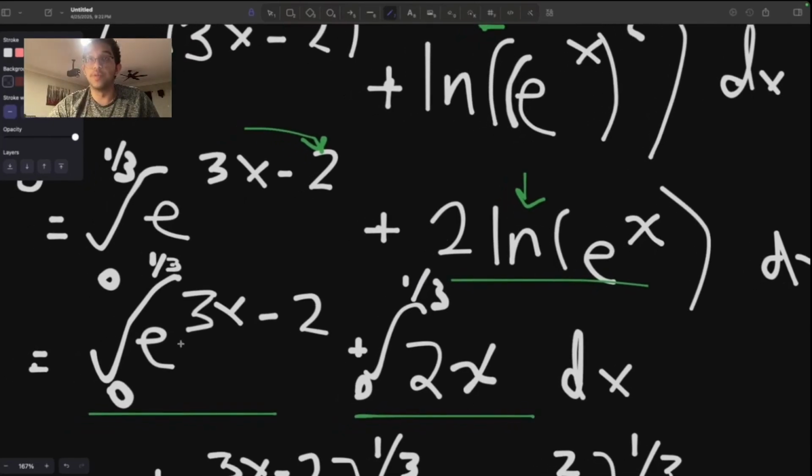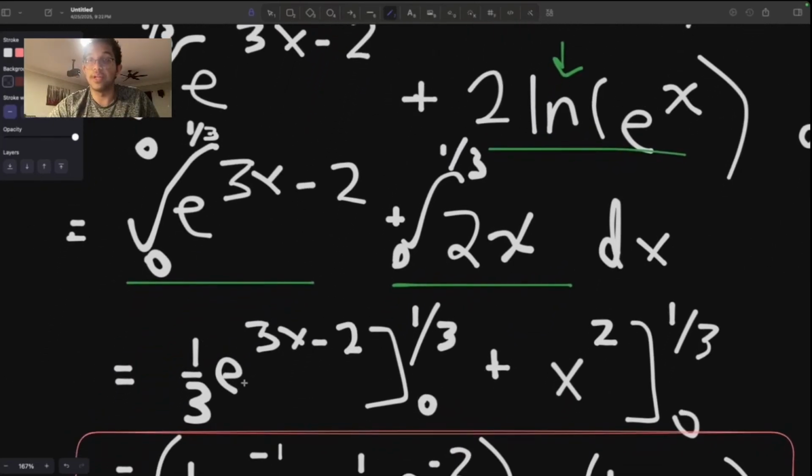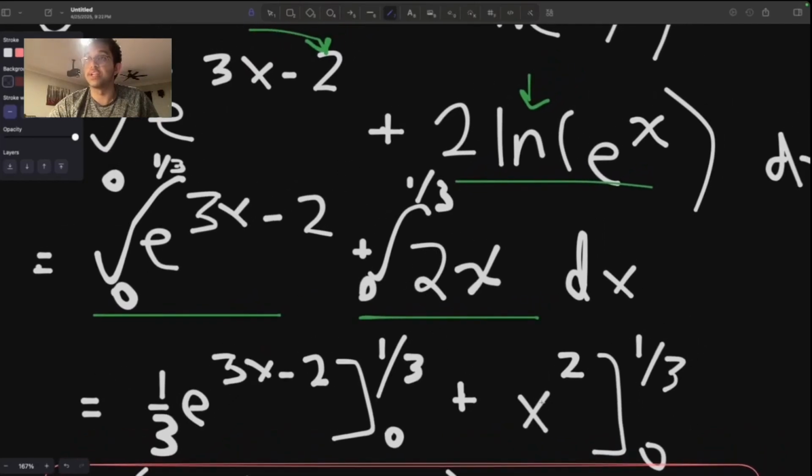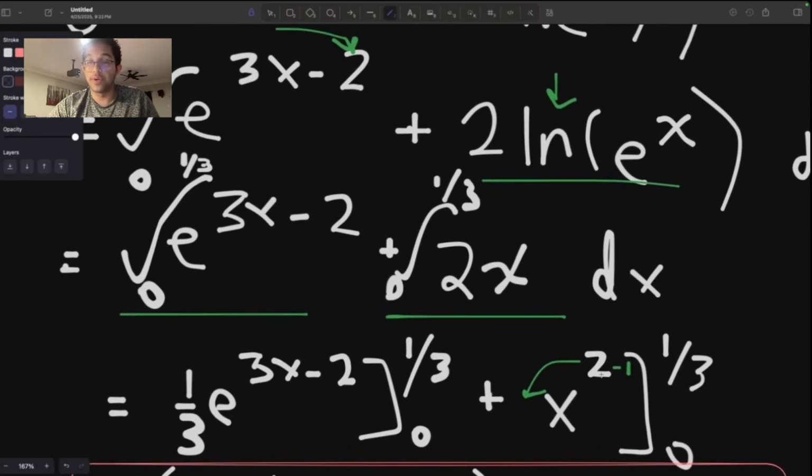So if we find the integral of this expression right here, e to the 3x minus 2, that is 1/3 e to the 3x minus 2. And if we find the integral of this expression right here, that is x squared, because we can move the 2x down and subtract 1 by the power rule. And we know from our integration video we then plug in 1/3 here, then plug in 0 there, subtract those, then add those two, plugging in 1/3 here and plugging in 0 here.